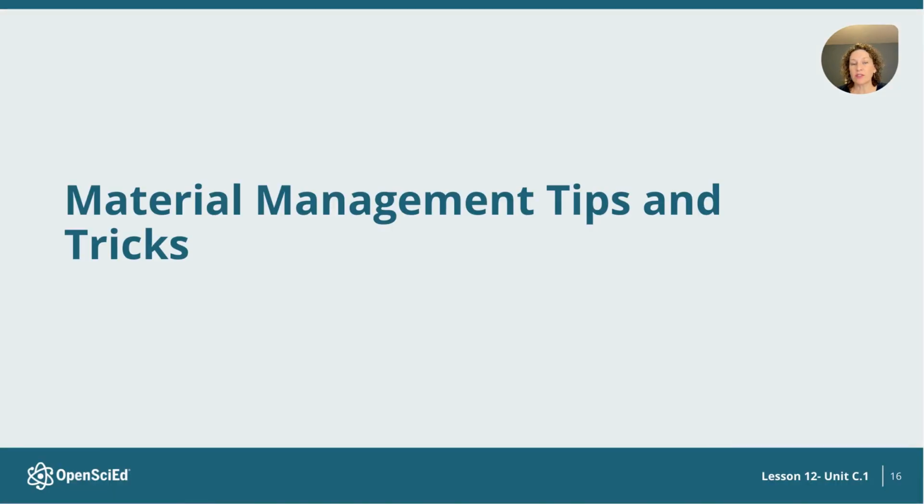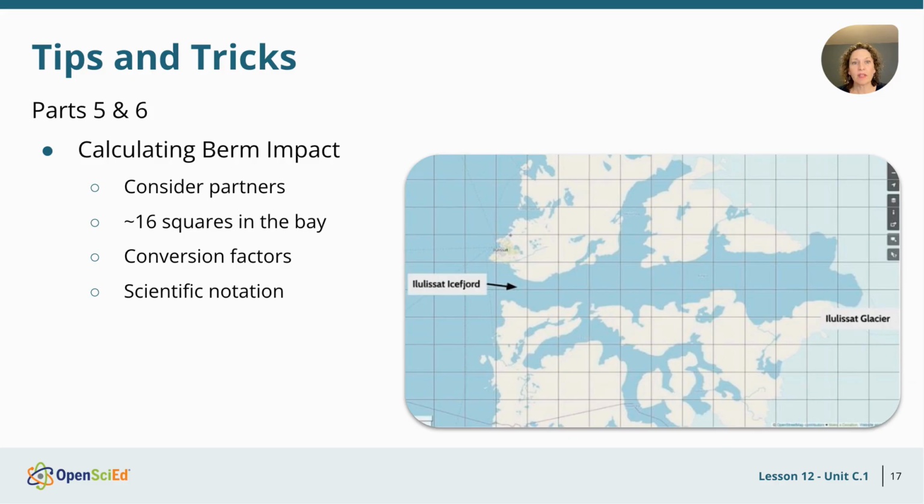And now for a few tips and tricks. In parts 5 and 6, the students complete the calculating berm impact. I teach in an inclusive classroom, so I have students with a really wide range of math abilities. So, to reduce some of their anxiety, I chose to intentionally partner the stronger math students with those that struggle. You know your students best, so the partner decision is completely up to you and how you might group them together.